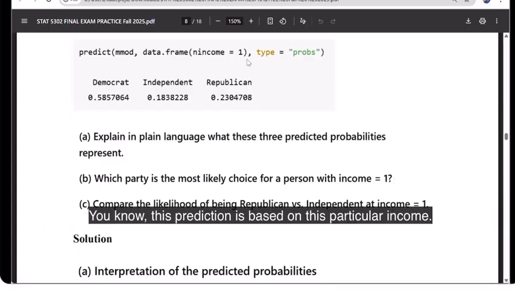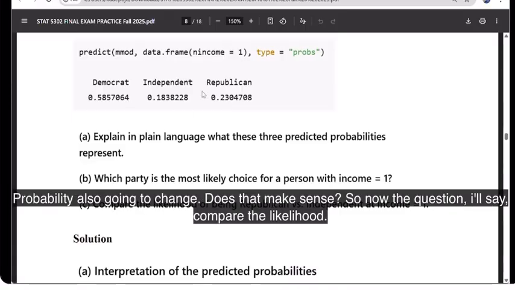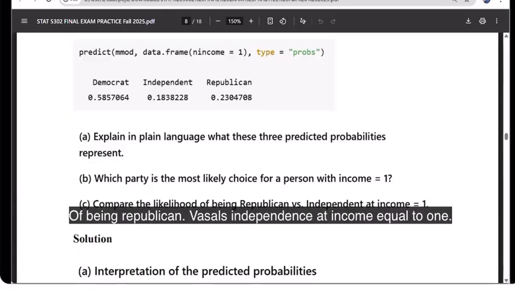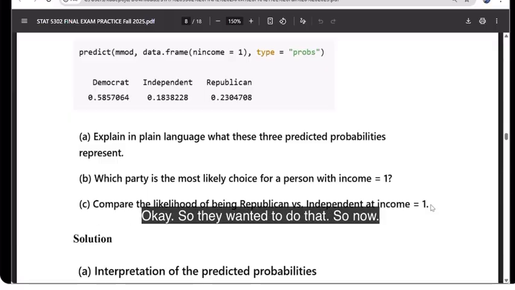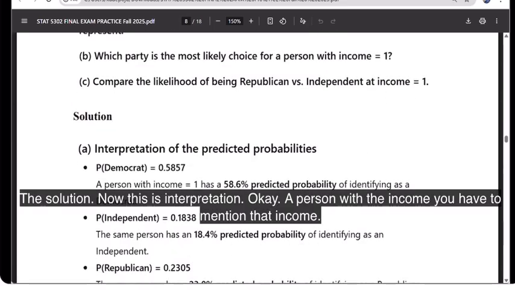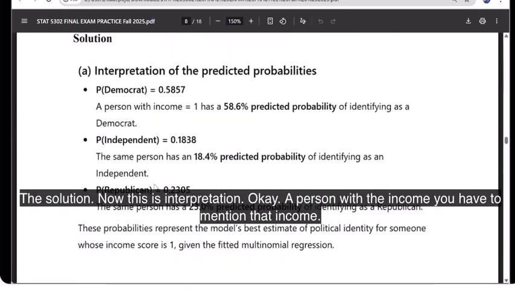This prediction is based on this particular income. When this income changes, this estimated probability is also going to change. Does that make sense? So now the question says compare the likelihood of being Republican versus independent at income equal to one. Okay, so they wanted to do that. So now the solution, this is the interpretation. A person with the income, you have to mention that income.